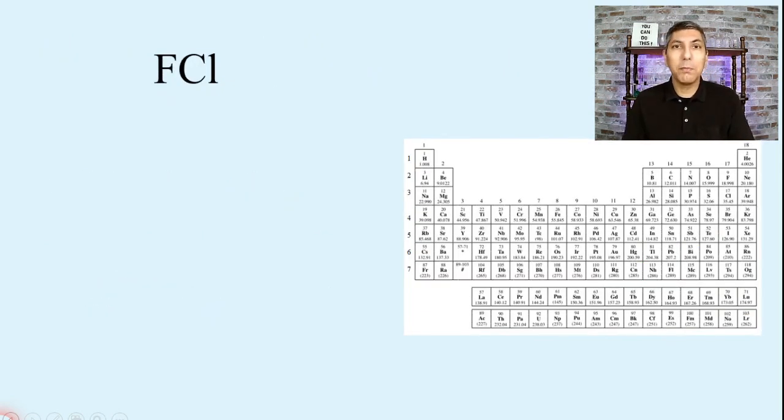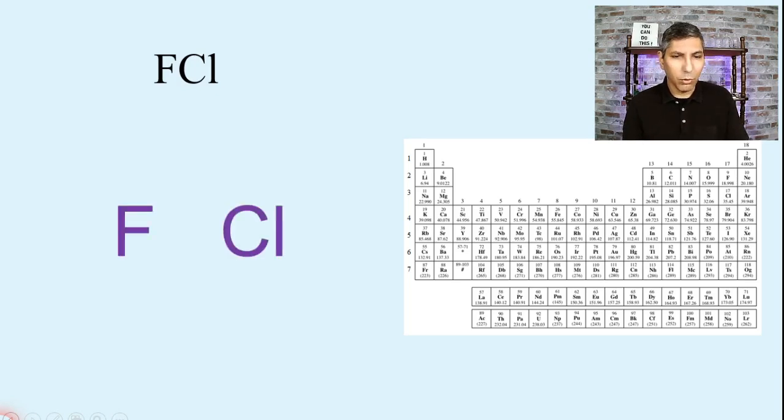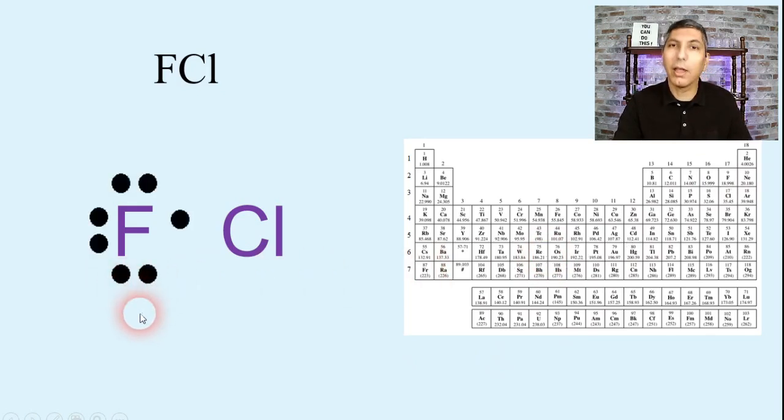We have fluorine being bonded with chlorine, and probably the simplest way to draw a Lewis electron-dot diagram is just to draw the two symbols of the atoms right next to each other like this, F next to Cl, and then we're going to assign the valence electrons based upon the number of valence electrons each atom has. So we can look at the periodic table here and see that fluorine is right here, and so it has 7 valence electrons. So I'm going to put 7 dots around the fluorine atom, just like this.